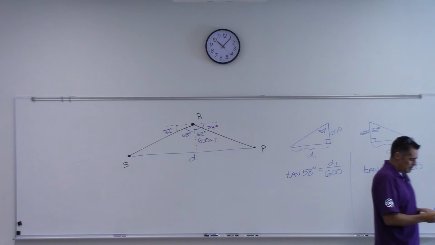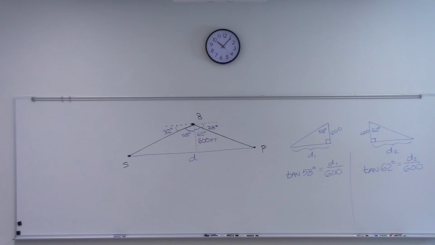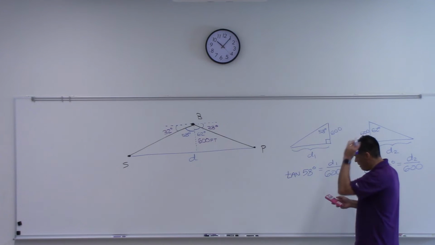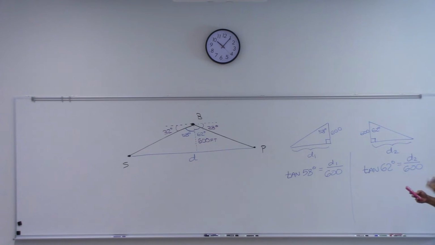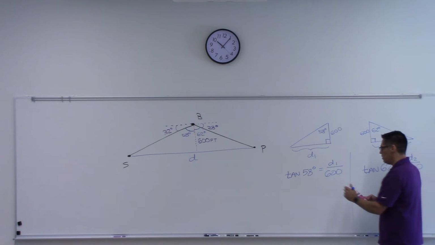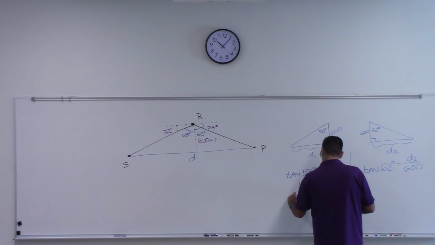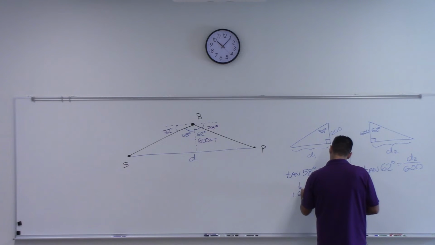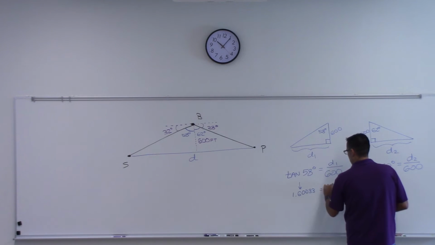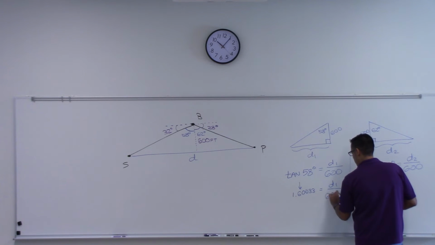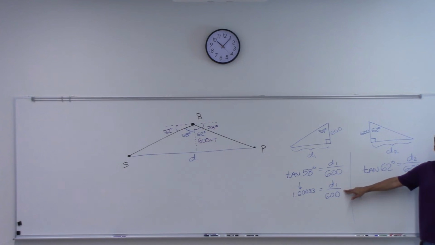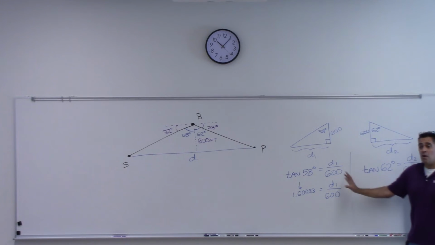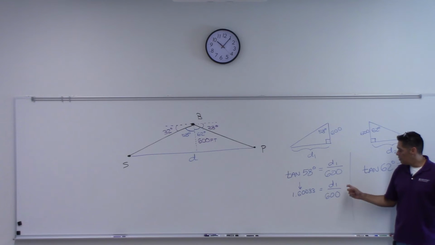You have to have this now, because we don't know what tangent of 58 degrees is. So on my calculator, I make sure I'm in degree mode. I'm going to hit tangent 58 degrees. So this side over here becomes approximately 1.60033, something like that, D1 over 600. How do I solve for D1 now? Multiply both sides by 600. That's basically what we're about to do.